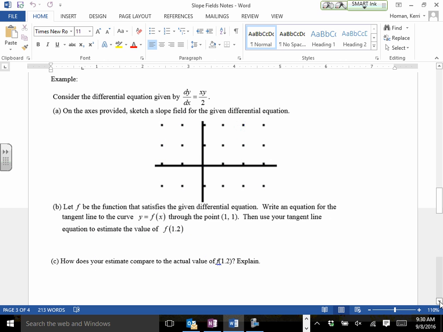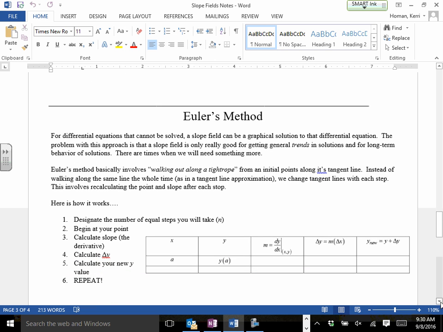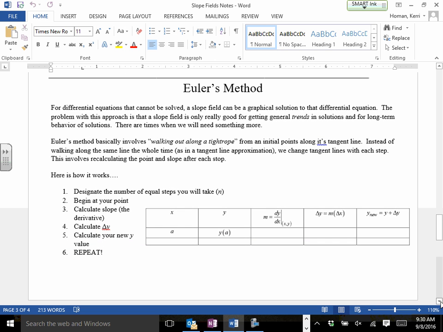Is there a way to be more accurate than a tangent line? Yes, there is. Euler's method. His name is Euler. I like to call him Euler, but he's really Euler. We know Euler. We have e, the number e, because of Mr. Euler. He also invented this method.